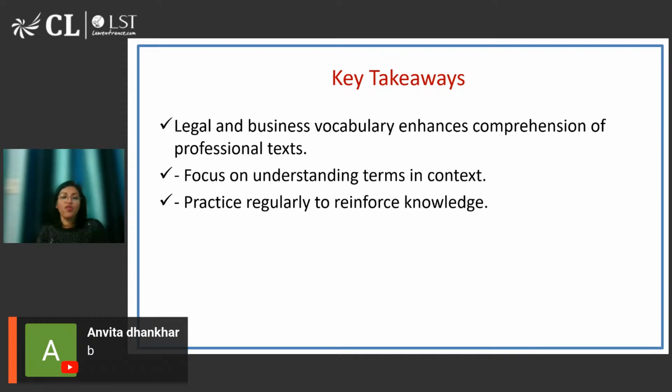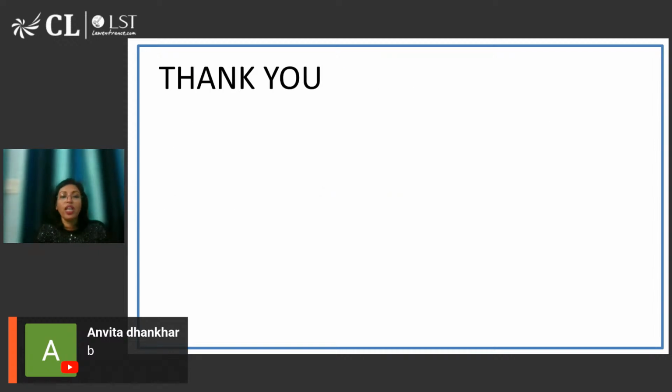Key takeaways for today: legal and business vocabulary will enhance your comprehension, and it will help you in reading comprehension, in legal, in GK, in all the sections. Focus on understanding the terms in context. The context is very important, so do remember that. And you must practice regularly to reinforce your knowledge. That's very important too, guys. With that, we come to the end of today's session. I'm going to wrap it up now, guys.